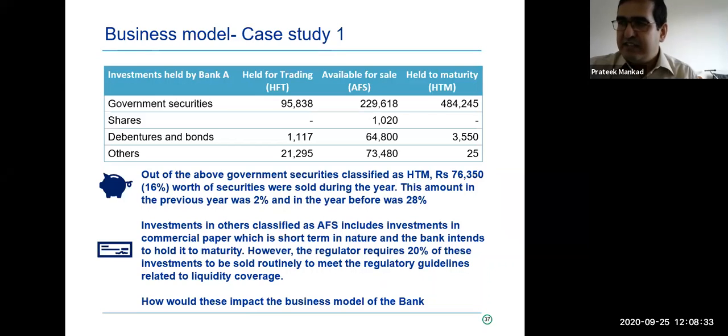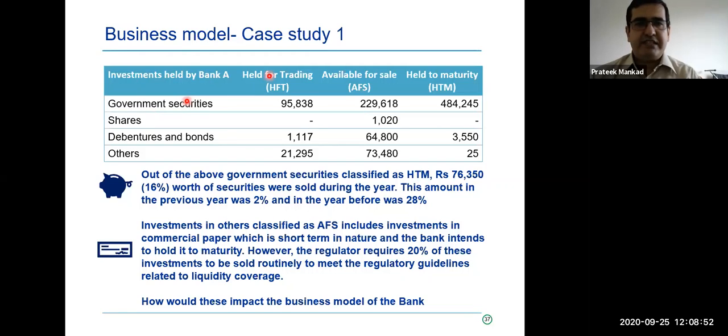this concept. This is an example of a bank. Just bear with me for 2 minutes and we'll quickly wrap this example up. Basically, the bank has 4 types of investments and it breaks them into 3 different buckets.